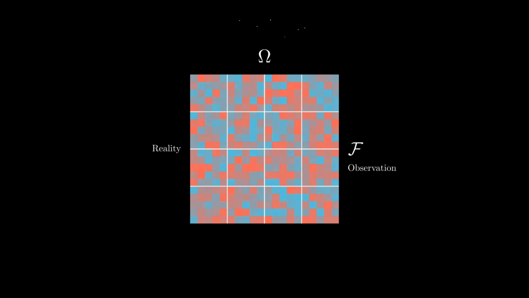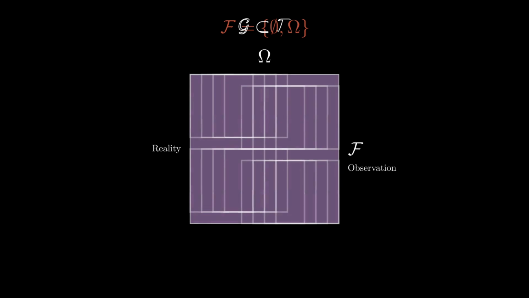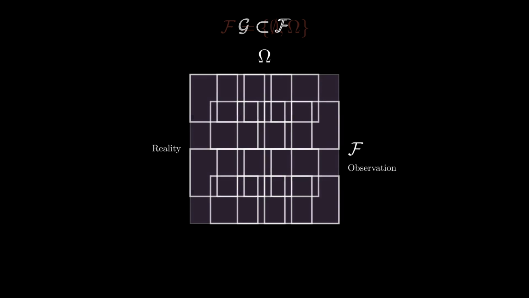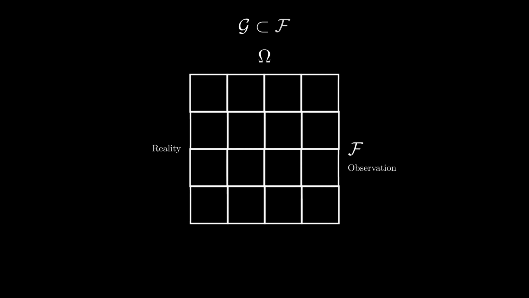If F is the power set P of omega, the observer sees the image with perfect clarity. Every point is distinguishable. If F is the trivial sigma algebra, the observer sees only a single average color. They know the image exists, but can distinguish no features within it. A sub-sigma algebra G subset of F represents a coarser resolution, larger pixels. If we refine G by adding more sets, splitting pixels, we are increasing the resolution of our observation tool.